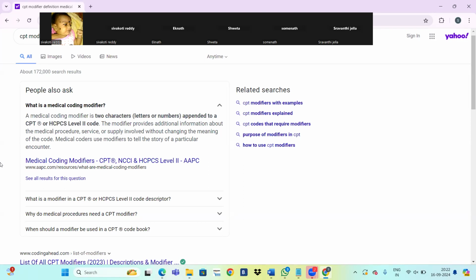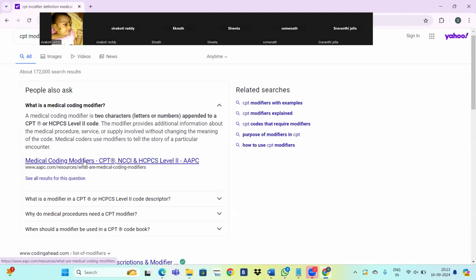So the modifier provides additional information about the medical procedure, service or supply involved without changing the meaning of the code, which means the original definition of the CPT code will not change. But if you add the CPT modifier, you will give some additional information related to the procedure, but without changing the original definition of the procedure. Clear?